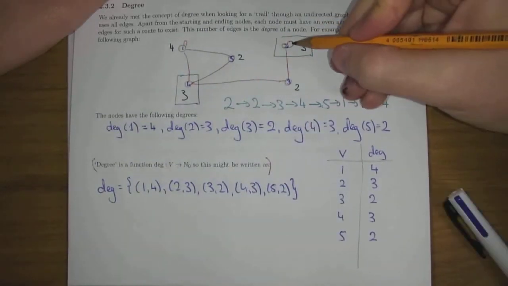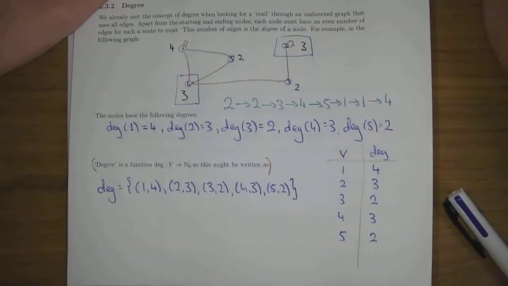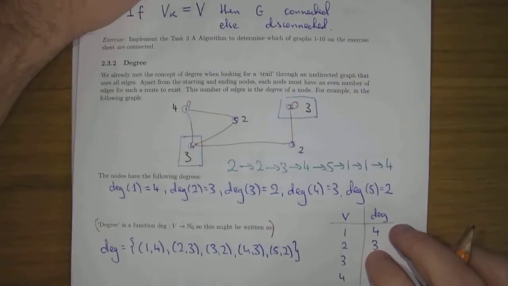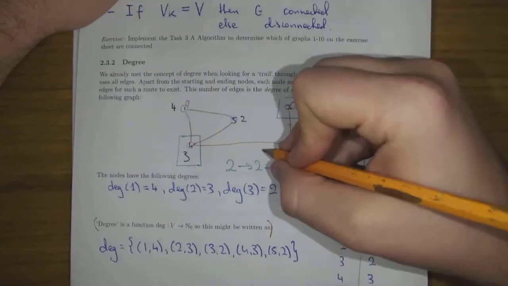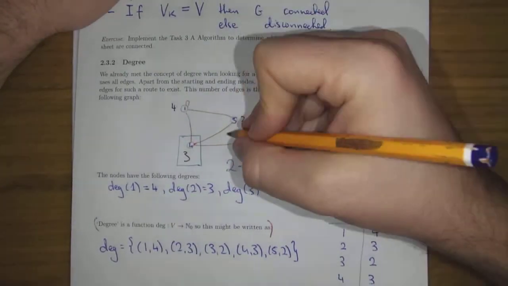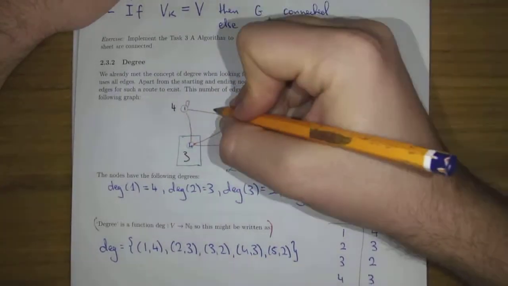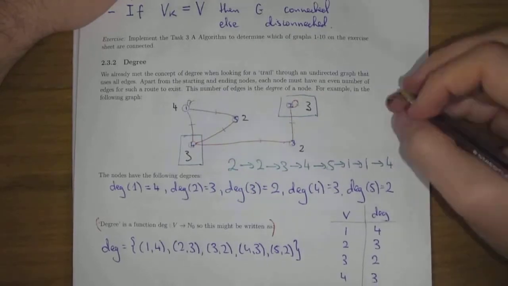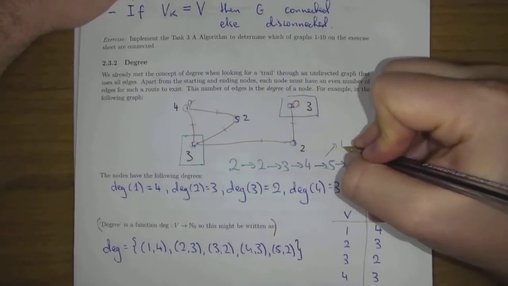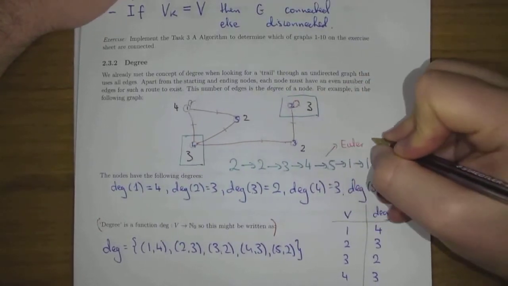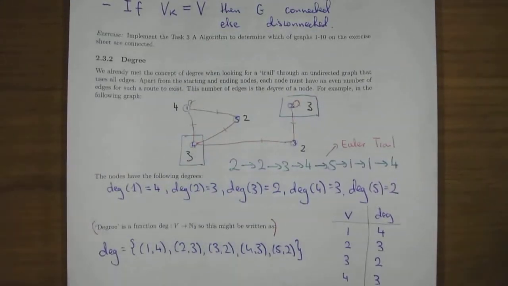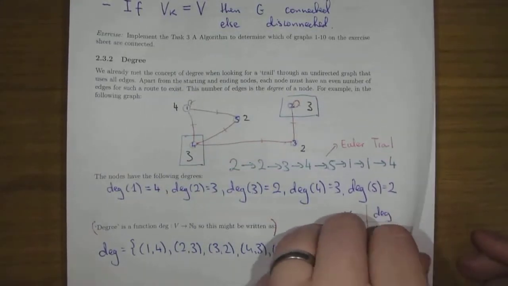It uses this edge, I'm just going to draw it. It uses this edge to do the loop. 2 to 3 uses this edge. 3 to 4 uses this edge. 4 to 5 uses this edge. 5 to 1 uses this. 1 to 1 uses this loop. And 1 to 4 uses this. And this is called, we may as well introduce the language again, an Euler trail. If it starts and ends at the same node, we call it an Euler circuit.